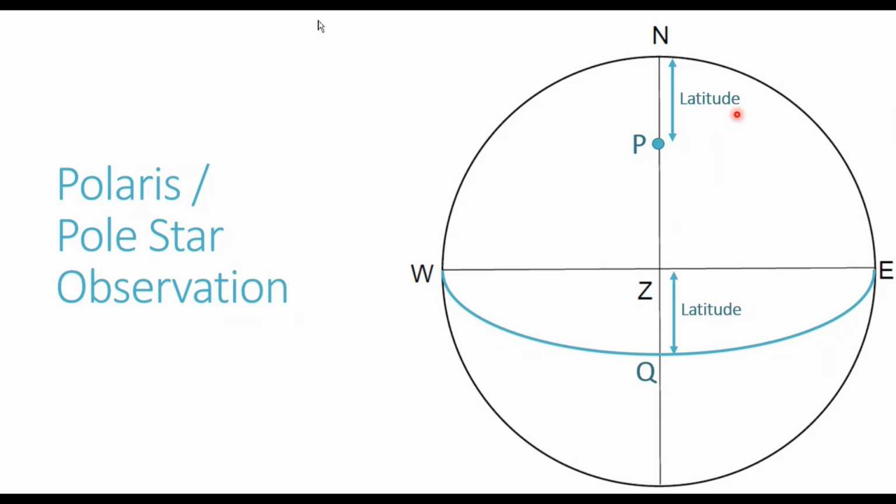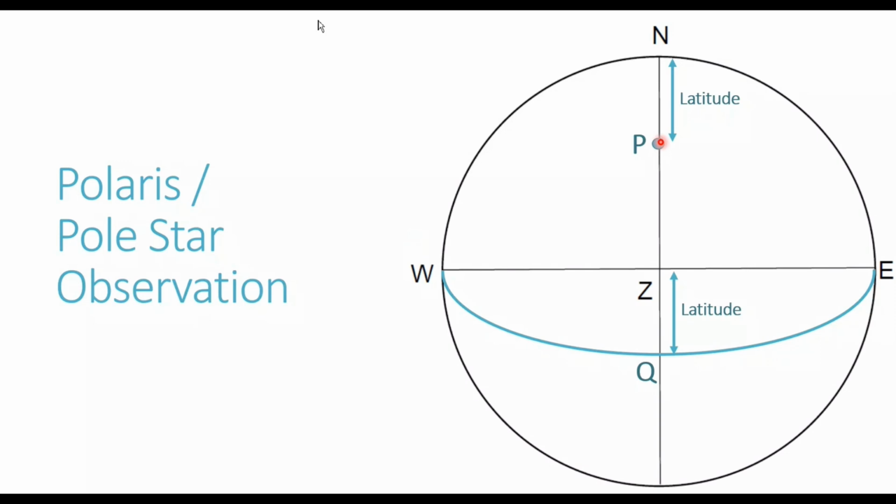But there is one special star which is very close to the north celestial pole. There is no such star close to the south celestial pole, but we have one star which is very close to the north celestial pole, and that star is the Polaris. Another name for it is the pole star. Since it is very close to the north celestial pole, it is called the pole star.